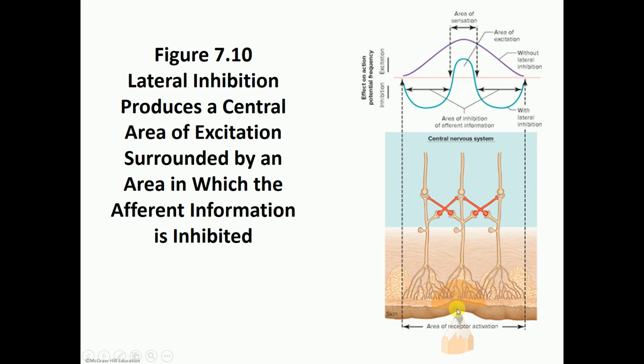But the receptive fields from A and C are still being stimulated. So remember we said that neuron B would be firing a higher frequency of action potentials, while A and C will be sending out action potentials, but at a lower frequency. So that's one thing that the nerves do.